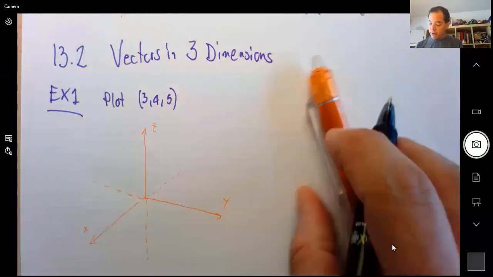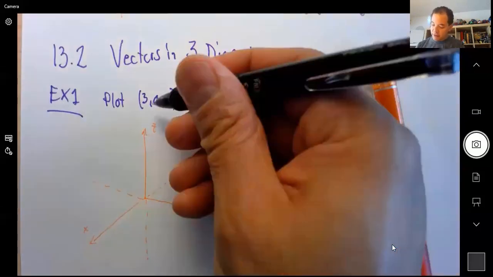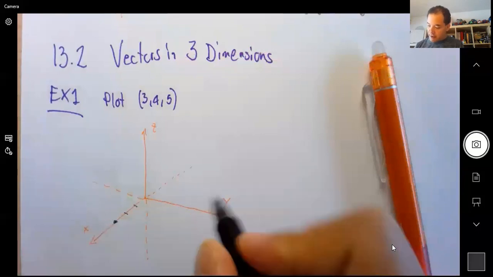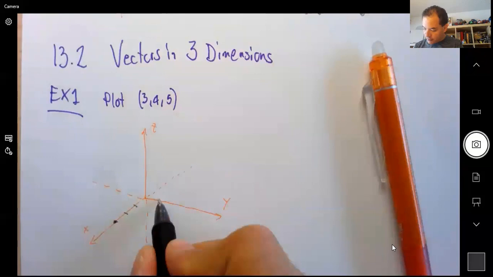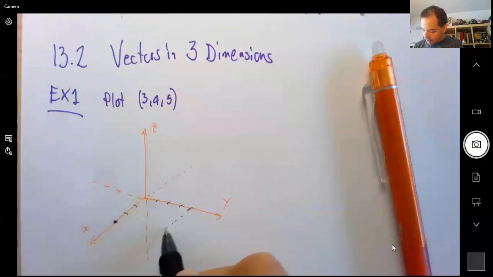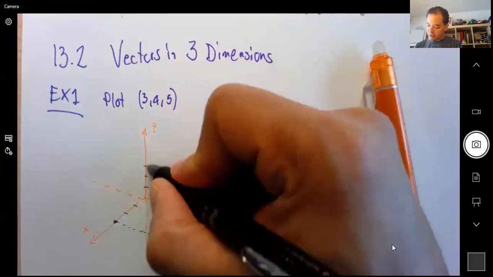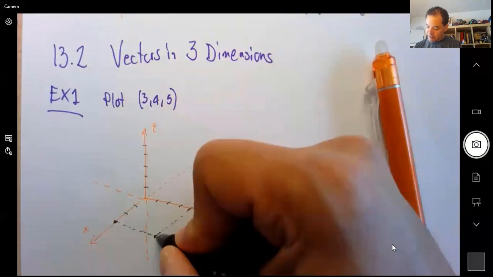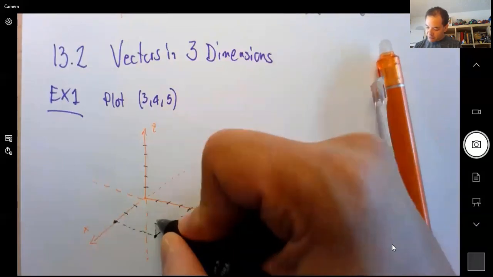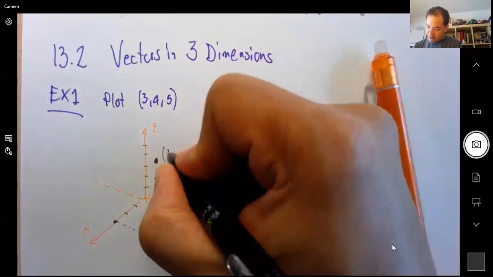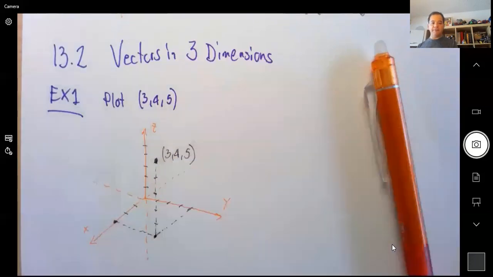Okay, so now we want to plot the point 3, 4, 5. So you go on the x-axis 3 units. So 1, 2, 3. You go in the y-axis now 4 units. So 1, 2, 3, 4. And right where these two cross in that plane, that's where we are so far. And then we need to go 5 units high. 1, 2, 3, 4, 5. That's the Z coordinate. So you go right here, 5 units high. And this is our point. 3, 4, 5. Is that clear?